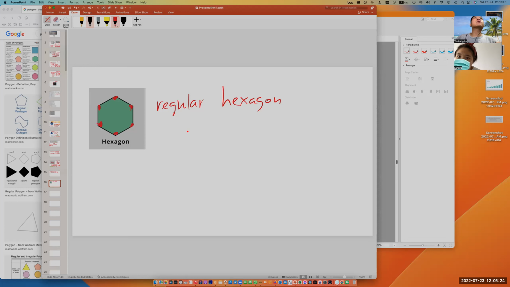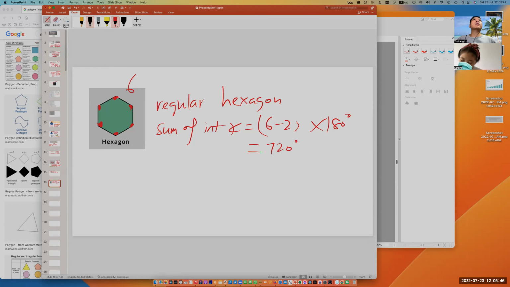When they are the same, can you still remember the sum of interior angles? How do you find it? n minus 2 times 180. In this case, n is 6, so it's 6 minus 2 times 180. What's the answer? 720. You have 6 angles, so 720 divided by 6 is 120. So one interior angle is 120 for a regular hexagon.